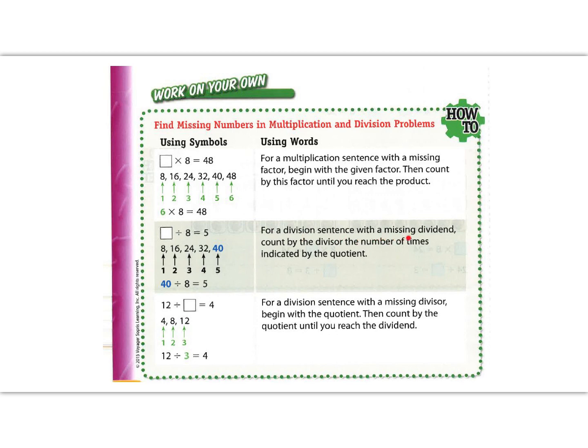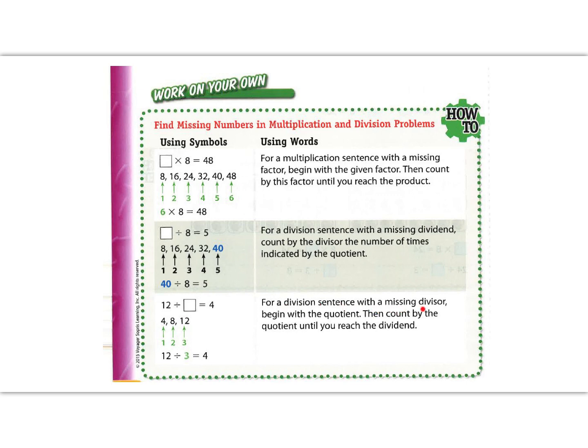For a division sentence with the missing dividend, count by the divisor the number of times indicated by the quotient. So we know that it's 5, so we had to count by eights 5 times because 40 divided by 8 is 5. So all they did is counted by eights, and we saw that it was 5 times.